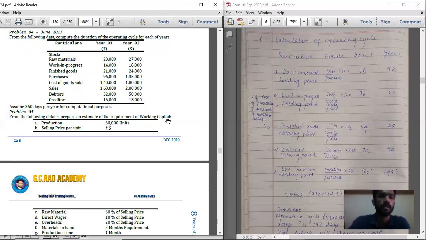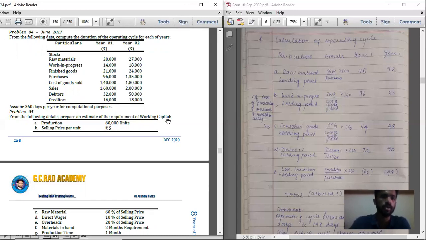First, what they have given in the question is problem number 4. From the following data, compute the duration of the operating cycle for each of the years, that is year 1 and year 2. The data they have given: particulars, year 1, year 2. Closing stock they have given: for year 1, 20,000; for year 2, 27,000. Work in progress 14,000, 18,000. Finished goods 21,000, 24,000. Purchases in a year, 96,000 and 1,35,000.